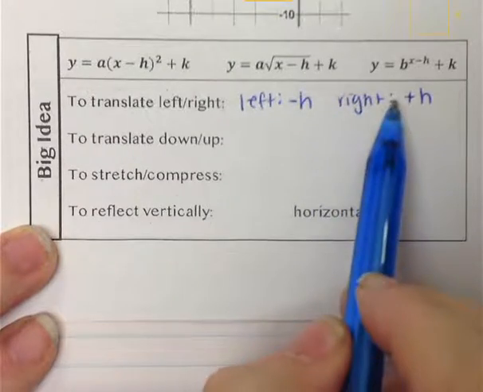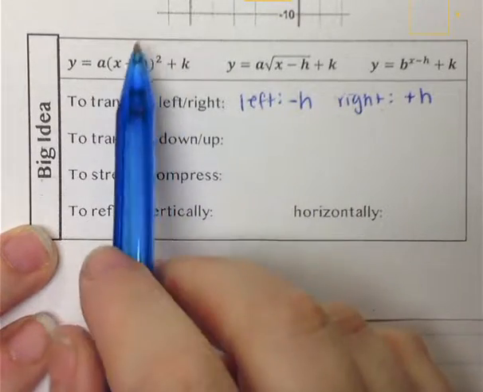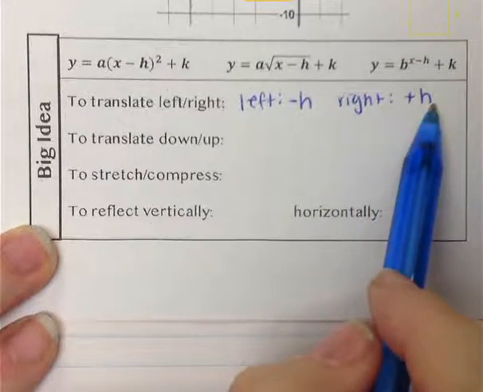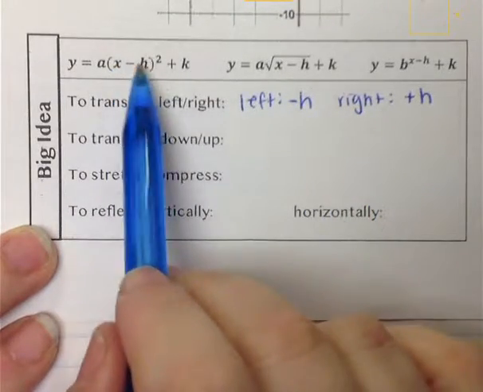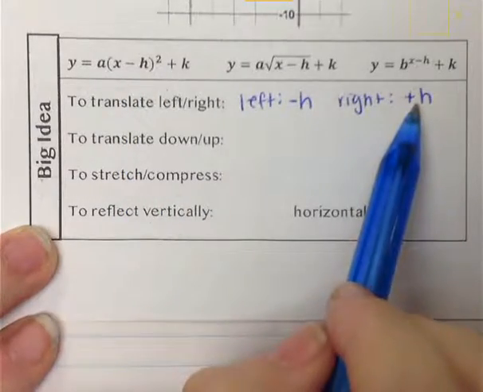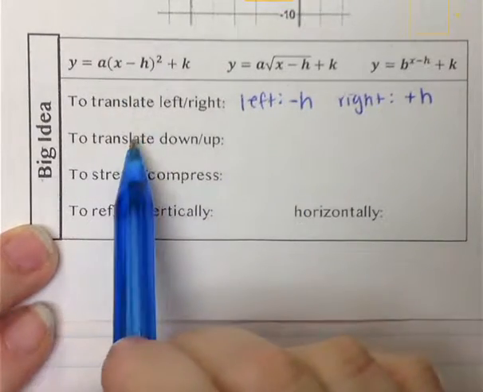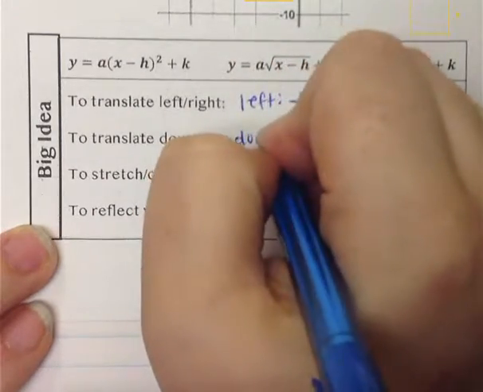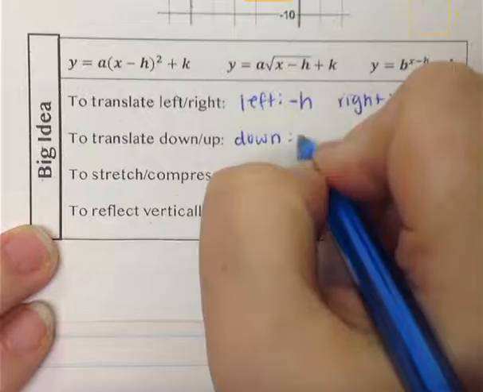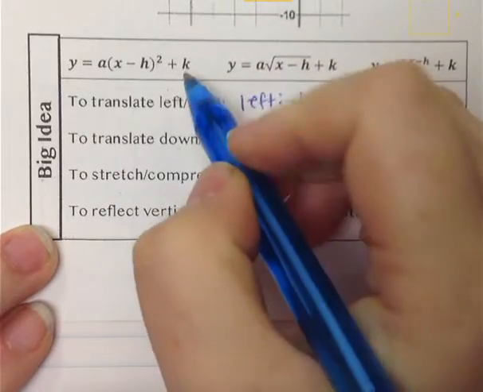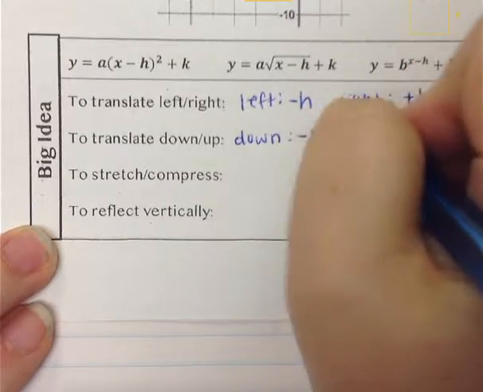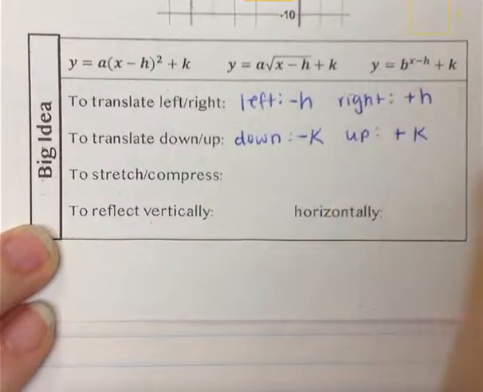Same thing with right. To go right, it looks like a negative, but it turns out to be a positive h value because it's x minus that positive h value to make it go right. To translate down and up, we're going to do the same thing. For down, you'll have to have a negative k value because your k is what moves it vertically. To move it up, you have to have a positive k value.